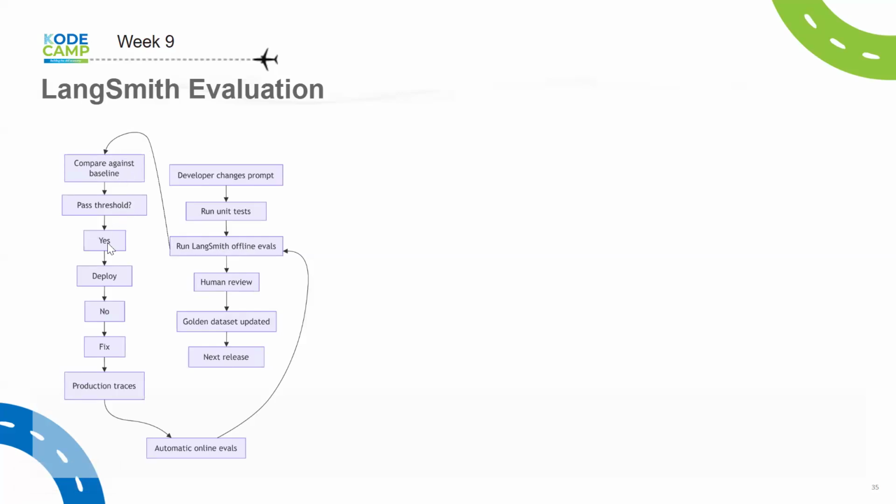If it passes the threshold, then you deploy it. But if not, then you fix it. Then production traces, right? Once it goes into production, you now set up automatic online evals. The automatic online evals basically collect data which can be run offline as if it's offline evals. And that loop just continues that way.